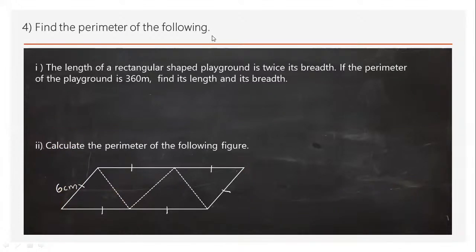Find the perimeter of the following. The length of a rectangular shaped playground is twice its breadth. If the perimeter of the playground is 360 meters, find its length and breadth. It is a rectangular shaped playground. Let's take the breadth as x. Then they are saying length is twice the breadth. It means this is 2x.